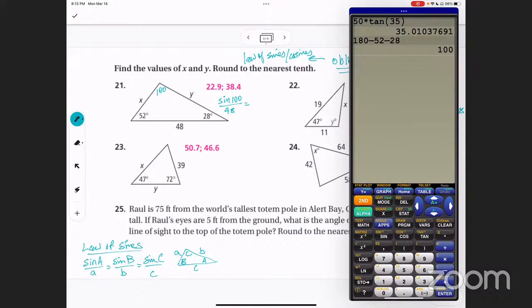Don't write x. Look at the formula down here. So the sine of this angle divided by the side across from it is equal to what? The sine of another angle, divided by what? The sine of 52 divided by, nope, not 52. This is the side across from it, right? y. That's right. So now how do I solve for y?